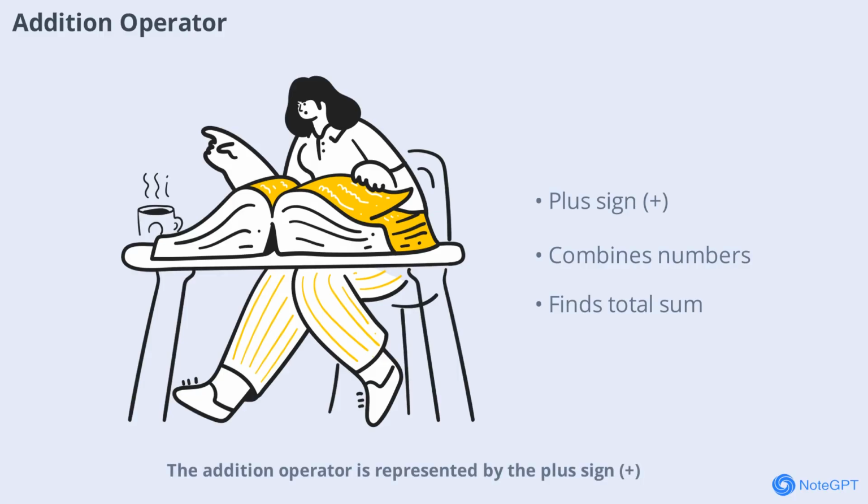The addition operator is represented by the plus sign, +. It's used to combine two or more numbers to get their total sum. For example, if you have 3 apples and get 2 more, you use addition. 3 + 2 = 5. Addition is one of the first mathematical operations we learn as children, and it's used in countless situations from shopping to budgeting. The plus sign is simple, but its applications are endless. Next, let's see how subtraction works and how it differs from addition.